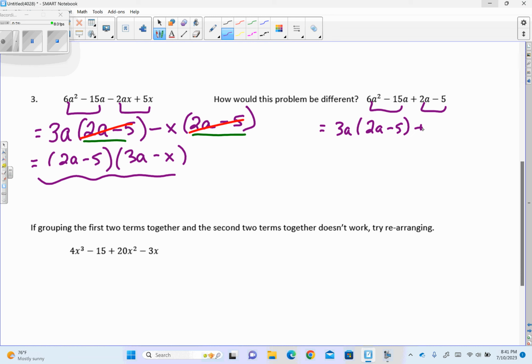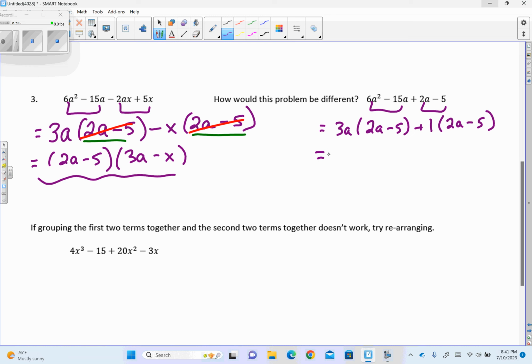When I get to those second two terms, 2 and 5 aren't multiples. They don't have any common factors other than 1, and they don't share a common variable. So what that means in this case is that the only thing that's common to that 2a minus 5 is a 1. So we're actually going to write that out front. 1 times the 2a minus 5.